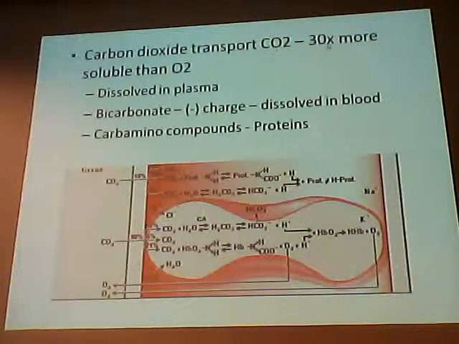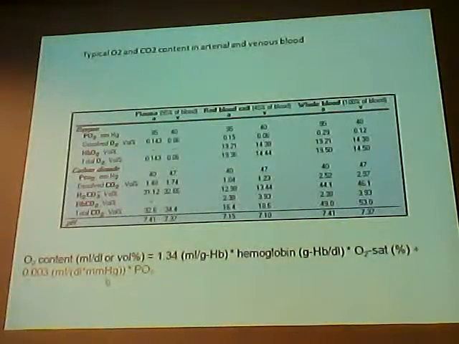So, carbon dioxide transport. Carbon dioxide is more soluble in the blood than oxygen. And so typically you'll see it dissolved in the plasma as a bicarbonate form or attached to proteins, whereas oxygen is always about 95% on the hemoglobin, and it's very insoluble.